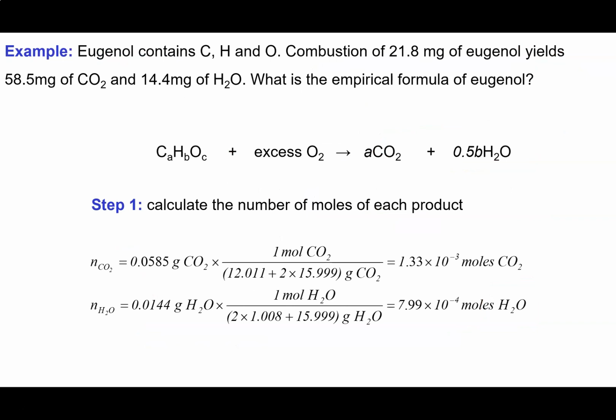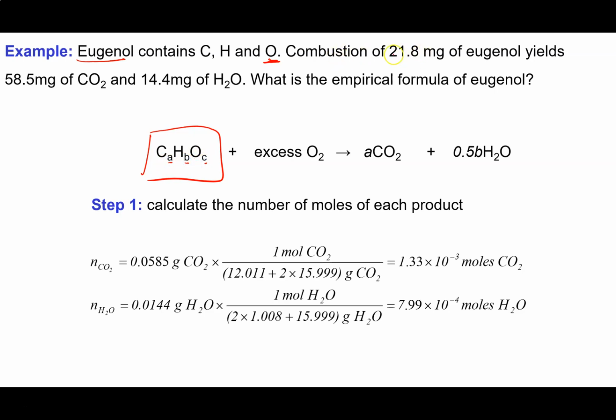So here's another one that is much more elaborate but uses the same kind of principles. The reason why it's much more elaborate is because we have a third element. It's pretty rare that you get one that has a third element, but we're going to run through this calculation and show you how it's done. So the compound eugenol contains carbon, hydrogen, and oxygen. It has this kind of generic formula, right? CaHbOc, and we're going to be trying to figure out what a, b, and c are.